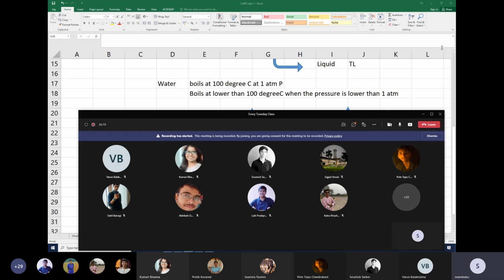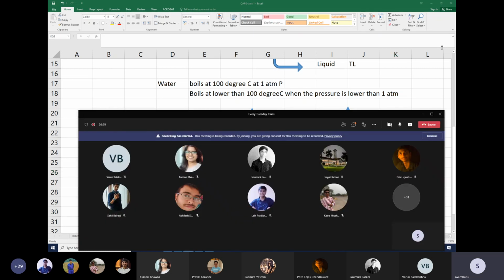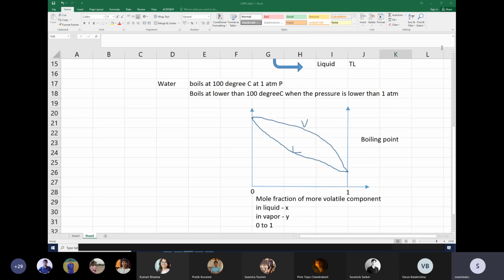Now we have the Txy graph. I just showed the Txy graph. So the y-axis is temperature. No, just temperature, not the boiling point. This is just temperature.